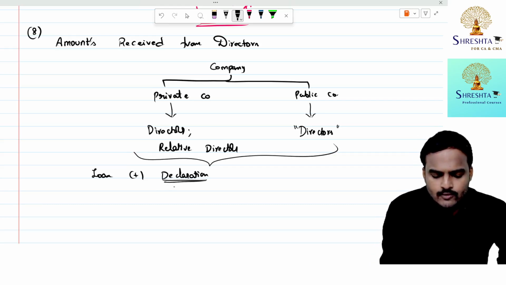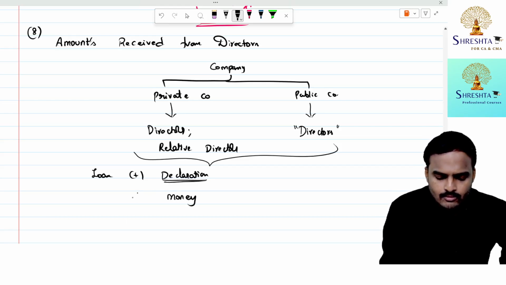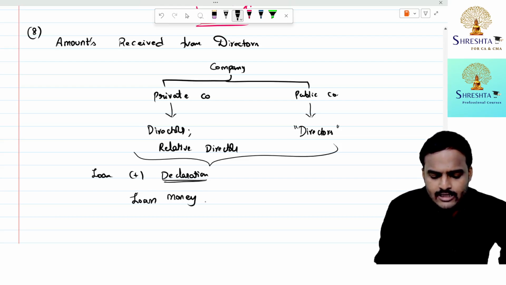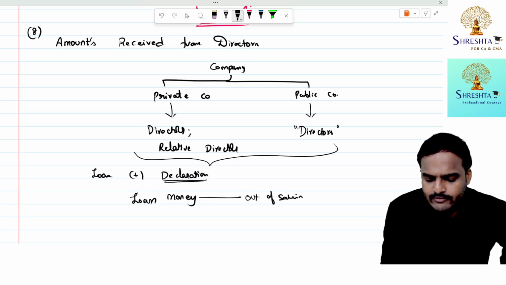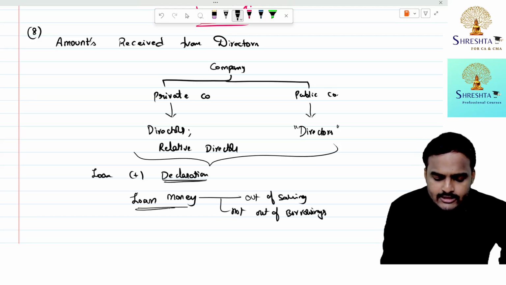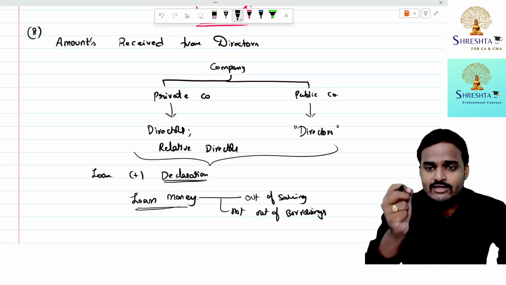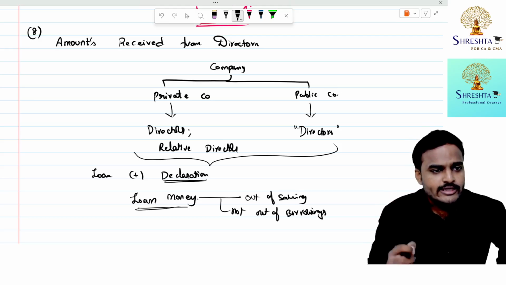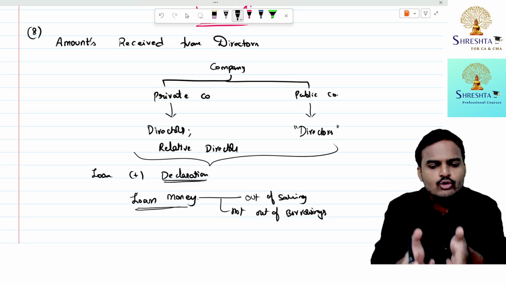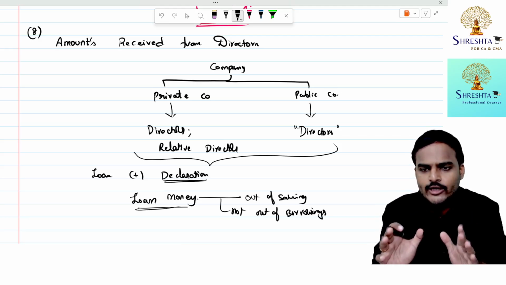The declaration is all about the loan money, the money which we are giving to the company. It is purely out of savings, not out of borrowings. So like this, they need to make a declaration, and they need to submit this declaration to the company whenever they are giving loans to the company. So along with the loan, they need to submit a declaration. The declaration is all about the money which we are lending to the company being purely out of savings, not out of borrowings.